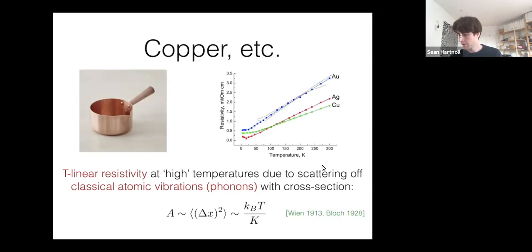Here's a plot of the resistivity of gold and copper and silver against temperature, and it's roughly linear in temperature above, I don't know, 100 Kelvin, 50 Kelvin or so.